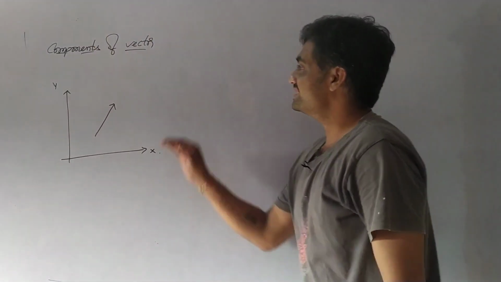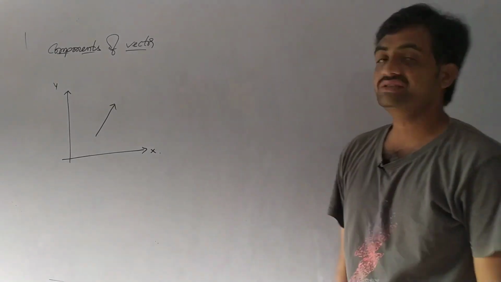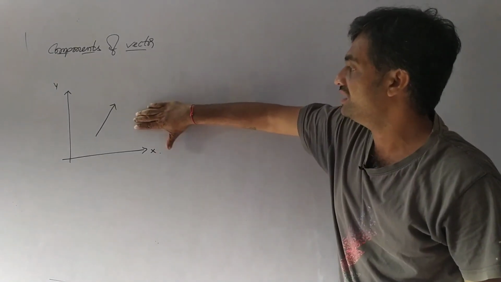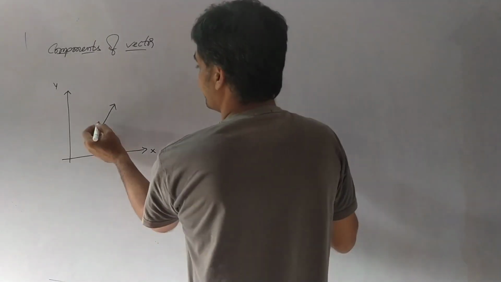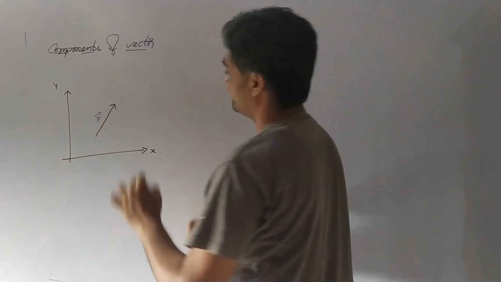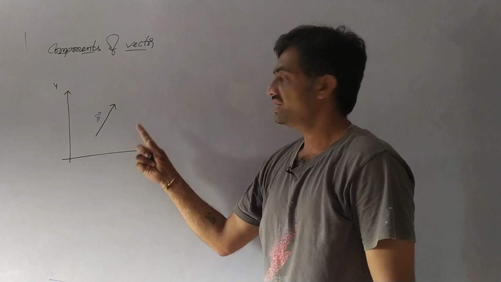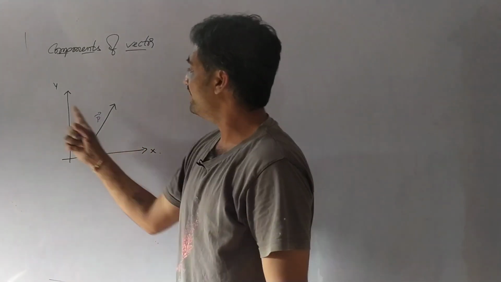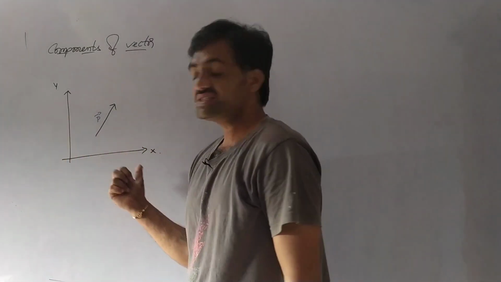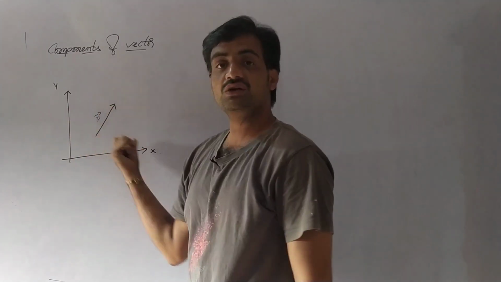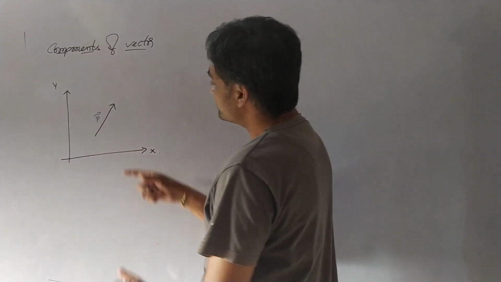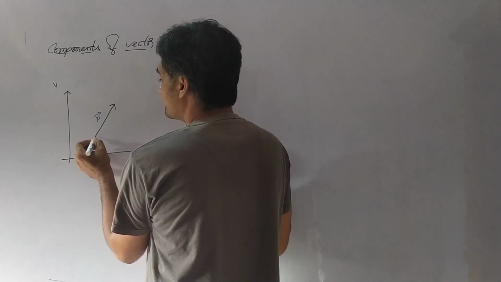Now we are going to represent the components of a vector. Observe this diagram. Let us consider this vector as p bar. The vector is represented between the x and y axes. Based on these two axes, we have to represent the components of this vector. So observe the vector. Here the vector's tail is there.